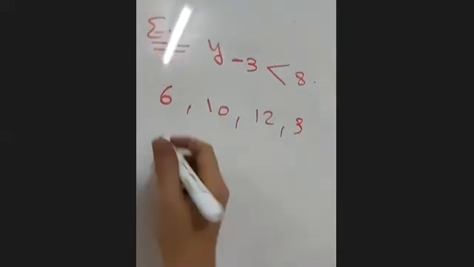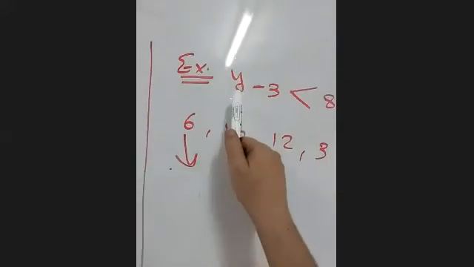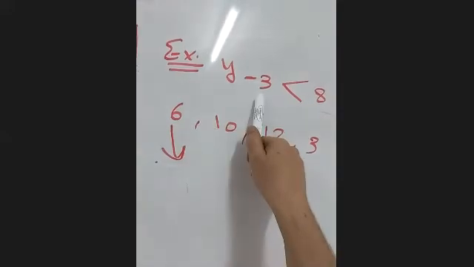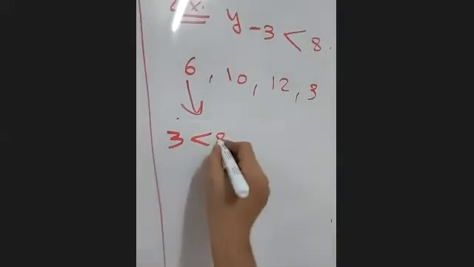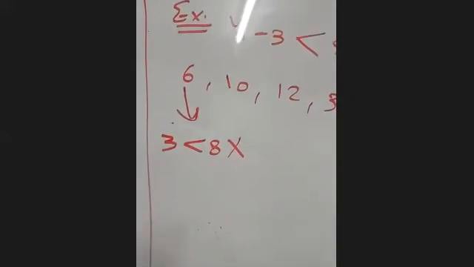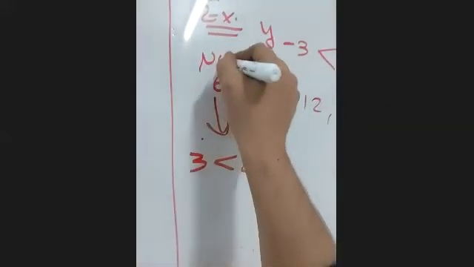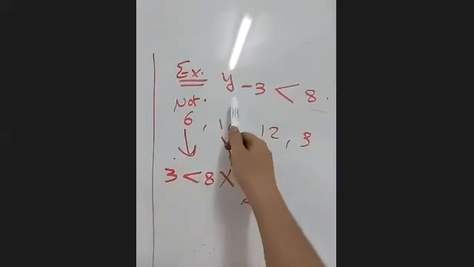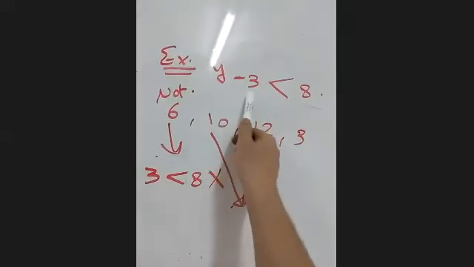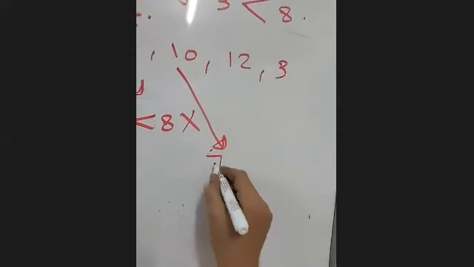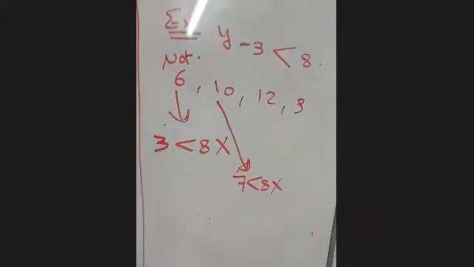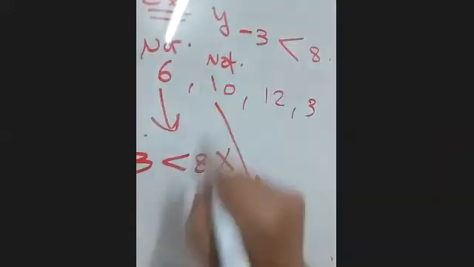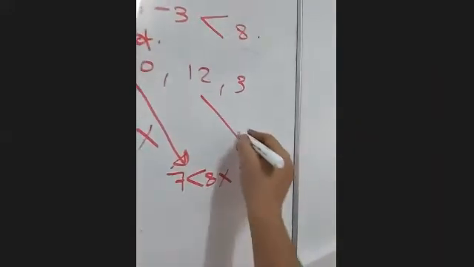Check 6. We can check mentally, by the way. In place of y, I will put 6. 6 minus 3 is 3. Is 3 less than 8? No. 3 is not less than 8. So 6 is not a solution. Let's see the 10. Replace y by 10. 10 minus 3, 7. Is 7 less than 8? No. So 10 is not a solution also. Let's see the 12.